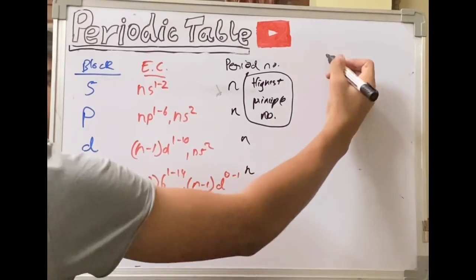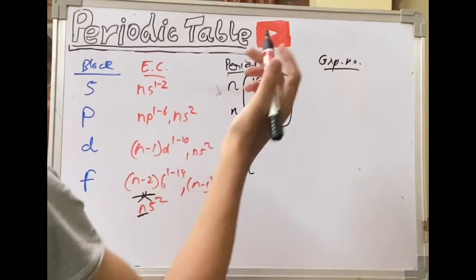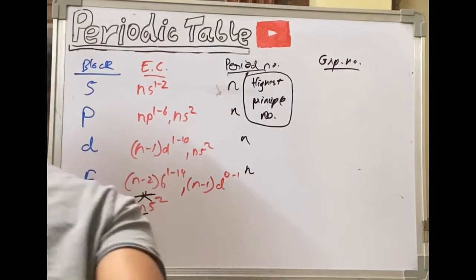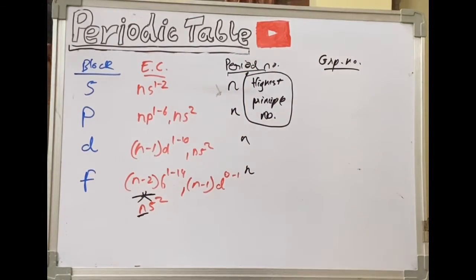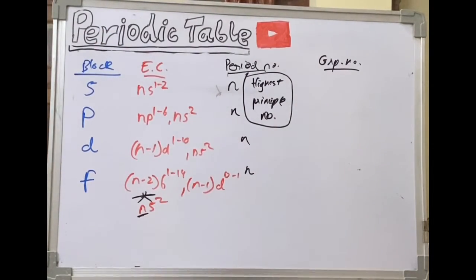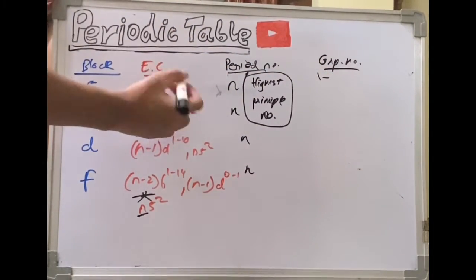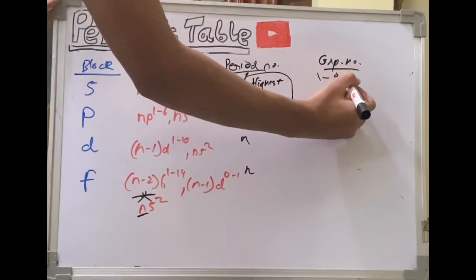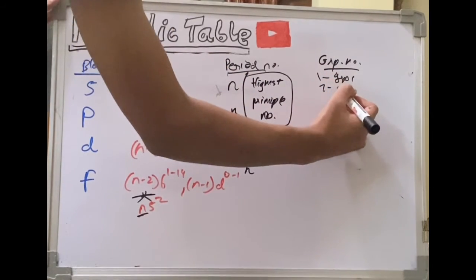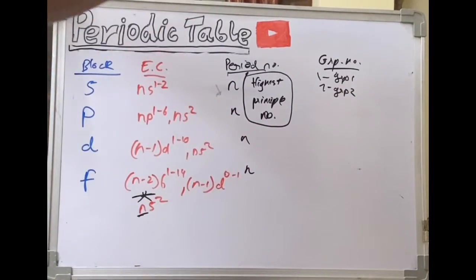The place where everyone suffers is group number. The group number for S orbital, how will you find it? It's pretty basic. For an S block element, it will be either in the first group or the second, and you can easily determine that by how many electrons the S orbital is carrying. So if the number of electrons in the S orbital is 1, then it belongs to group 1, and if it's 2, then it belongs to group 2. Okay, this was pretty basic, I think. Now for the P block.